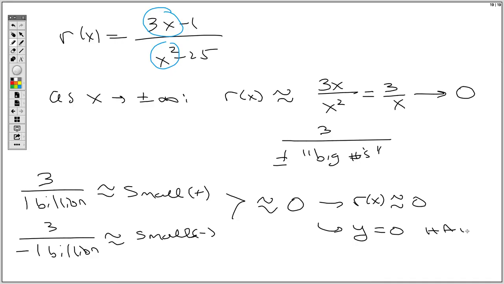Okay. Now, y equals 0, if you think about that horizontal line when I graph it on the xy plane, is also known as the what? The x-axis. So when I graph this thing, what I should expect to see is this function getting closer and closer to the x-axis as we zoom out.